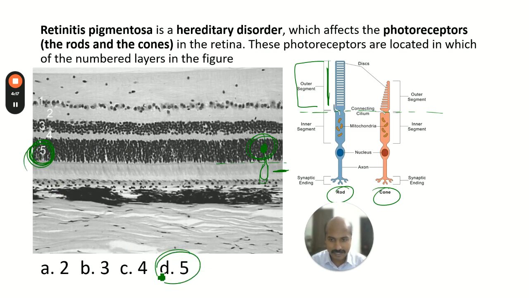Five, that is D. So D is the best answer that you can write here, because D contains the nuclei of rods and cones. These are actually the processes of rods and cones, and these are the nuclei of rods and cones.